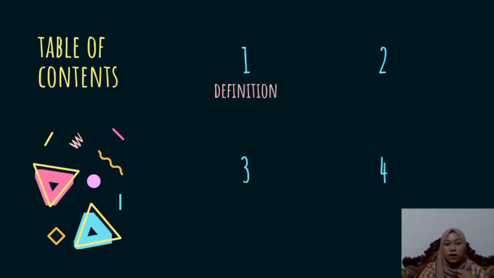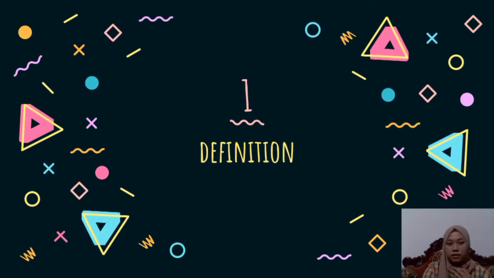The first one we'll learn about definition, and then the second is form of conditional sentence. The third is type of conditional sentence, and then the last is example. Okay, now the first one is definition.